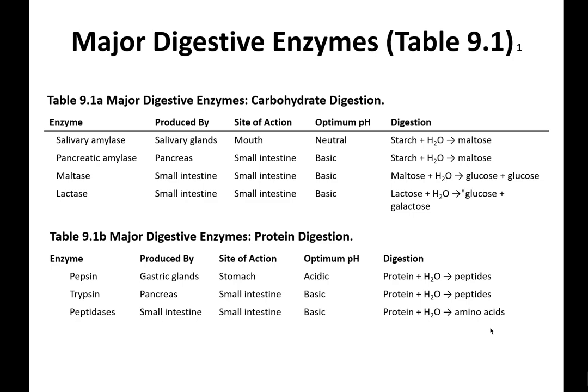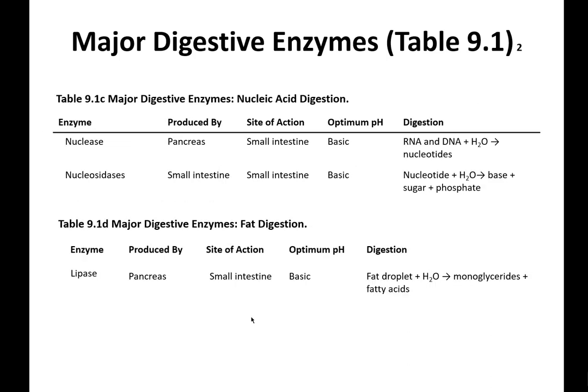Here's a chart that shows you what the enzymes are, what's produced, and the site of action, as well as the function. The first table shows you the list of carbohydrate digestion enzymes. The second chart shows you protein digestion enzymes. And the third and fourth show you fat and nucleic acid breakdown.